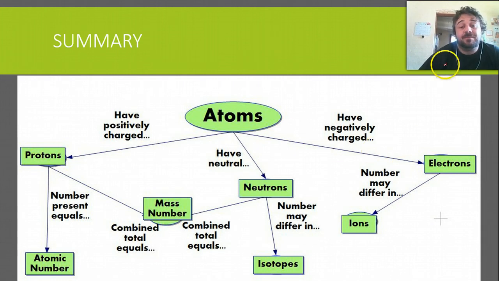So here's the summary. So we've got atoms. They have neutral neutrons, positively charged protons. And if you put these two numbers together, you get the mass number, but the protons give us the atomic number. They have negatively charged electrons. This number may differ, and if they do, they become these things called ions, which we'll talk about later on. If this number differs, we get isotopes. And that's it. So I hope you took your time, took lots of notes, and we'll see you in class.